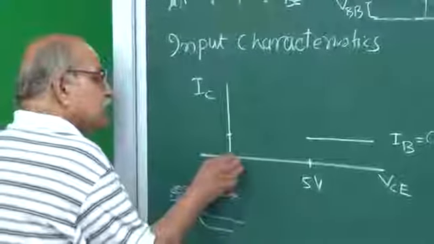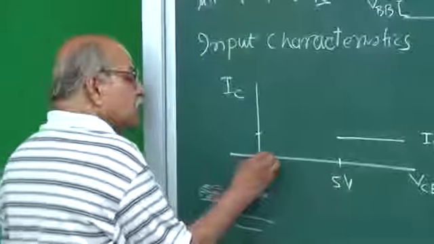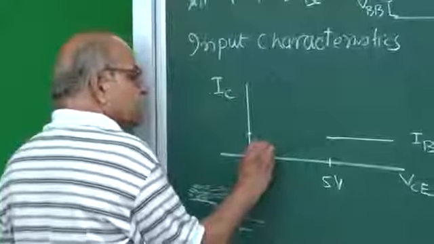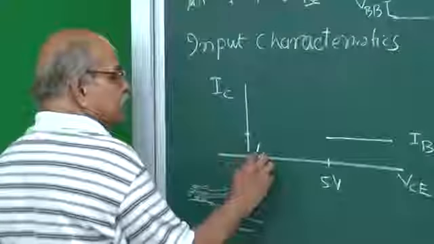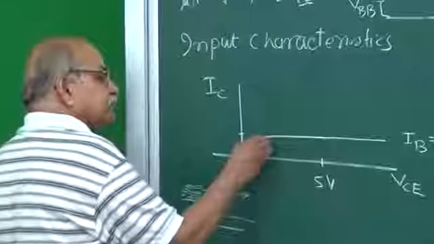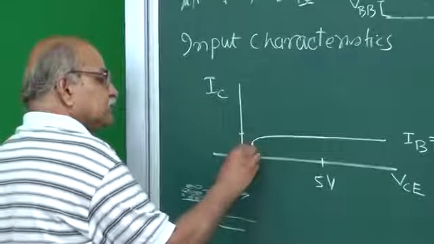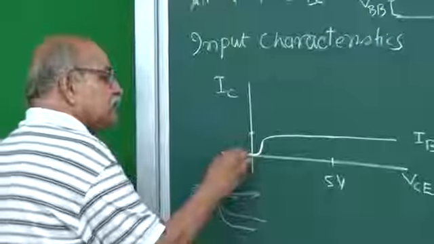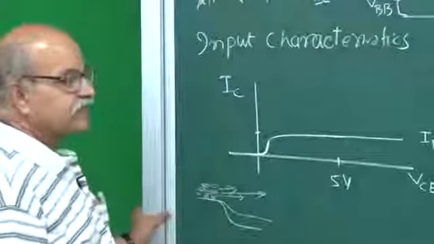The current will be 0 here, and then it will slowly increase, and then when the reverse biasing is sufficient, it will join here. So this will be the kind of characteristic.